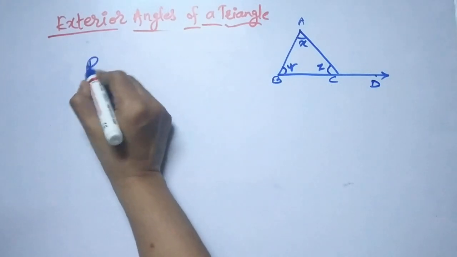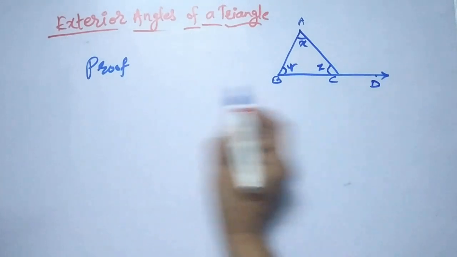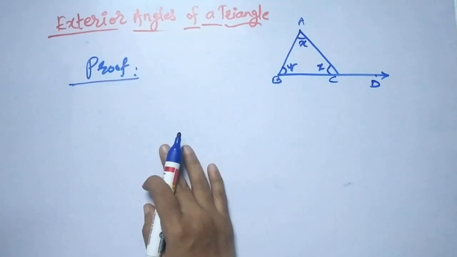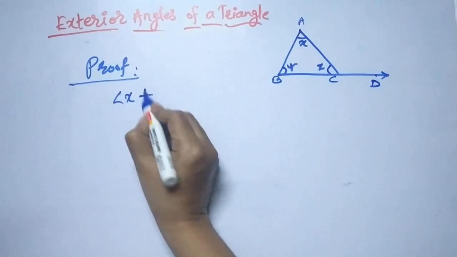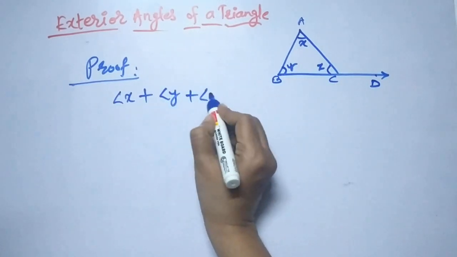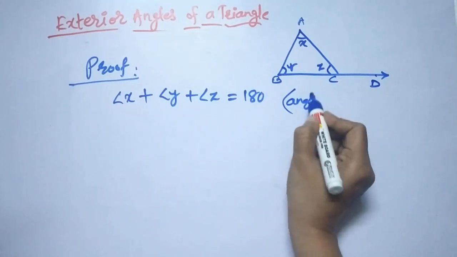So friends, for the proof, first of all, we know the angle sum property. We'll take the help of the angle sum property. The angle sum property says that the sum of the interior angles, angle X plus angle Y plus angle Z, is equal to 180 degrees, which is known as the angle sum property.